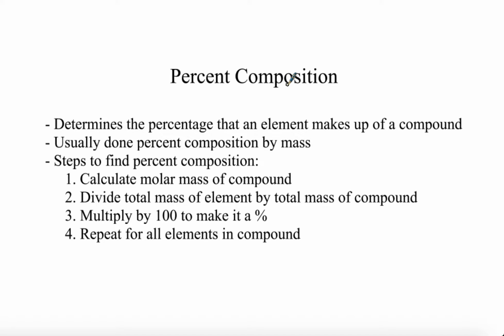We then take whatever quantity that is and multiply by 100 in order to turn it into a percentage, and then we just repeat the steps for every element present in the compound. That way we can get a breakdown of the different elements and what they contribute towards the overall compound.